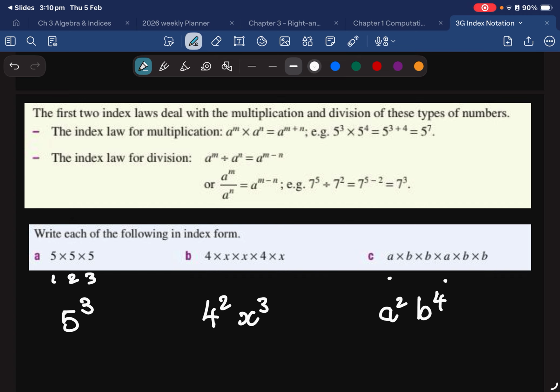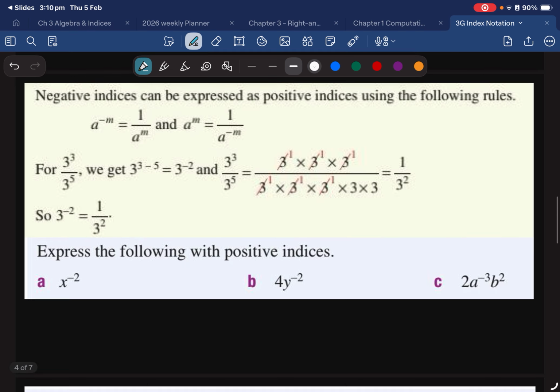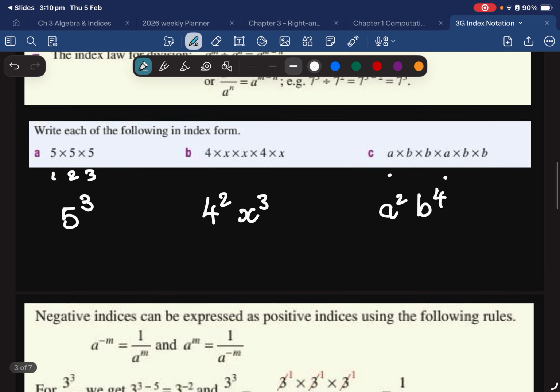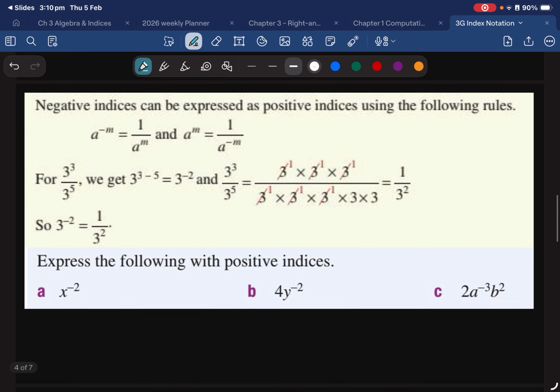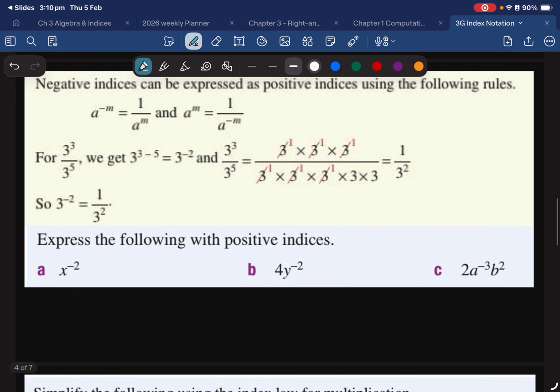We really like it when we get multiplication. Multiplication is nice. Division, on the other hand, we don't really want to do negatives, do we? Oh, fine, we'll do negatives. With negatives, what you've got to remember is it's just a fraction. So x to the power of negative 2 means it's 1 over x squared. The negative just means it's on the bottom of a fraction.